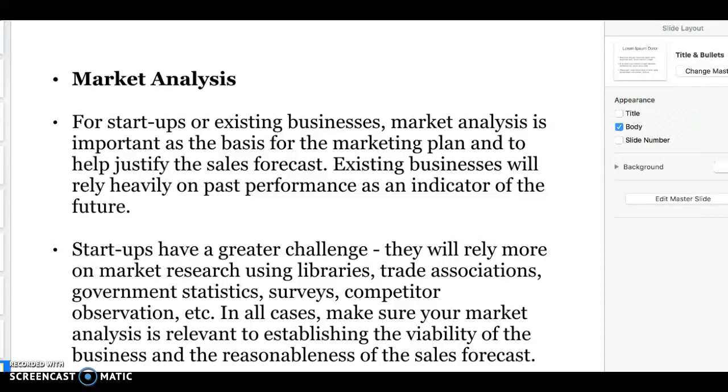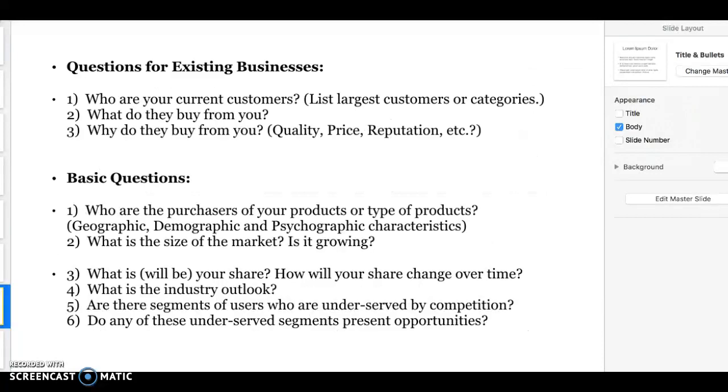And finally, with your market analysis, what do you want to look at? Different challenges? How much research do you want to look at? How relevant do you want to make it to the existing forecasts? And some questions to go with here.